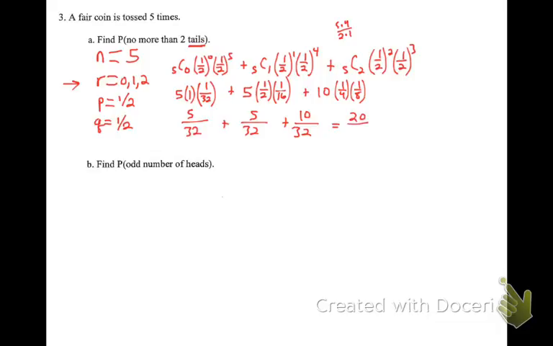Ooh, wait a second. Hopefully some of you realize that this should not have been a 5. That should have been a 1. Alright, that was a little better. Okay. So 1 plus 5 plus 10 is 16 over 32, which is 1/2. So the probability of no more than 2 tails is 1/2. Or if you really want to, write it as a decimal, 0.5. My apologies for that mistake.